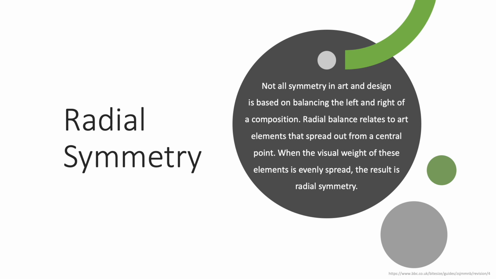Not all symmetry in art and design is based on balancing the left and right of a composition. Radial balance refers to the art elements that spread out from the center point. When the visual weight of these elements is equally spread, the result is radial symmetry.